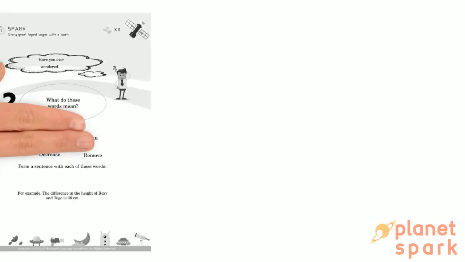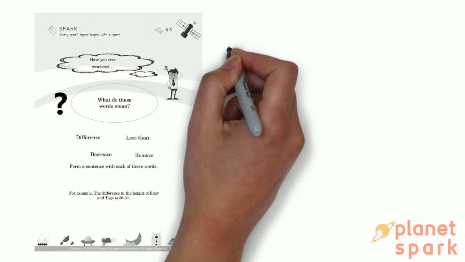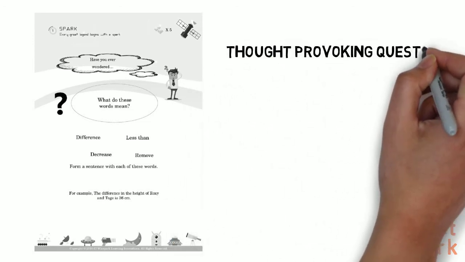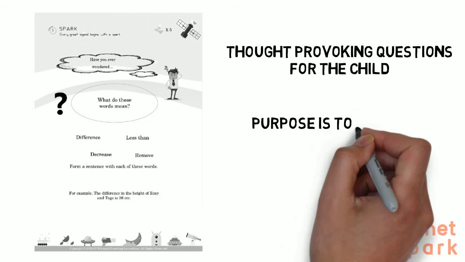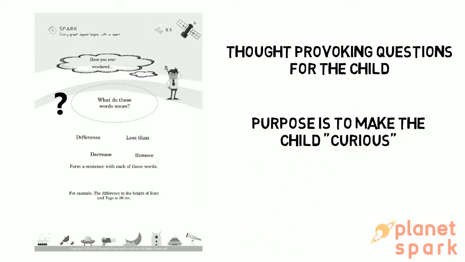Now let us flip over and have a look at the second page of the student module. This page always has some thought-provoking questions that the teacher asks the child before starting the topic. The purpose is to make the child curious towards the topic. This is called the spark phase.